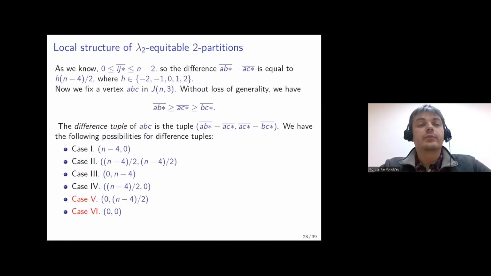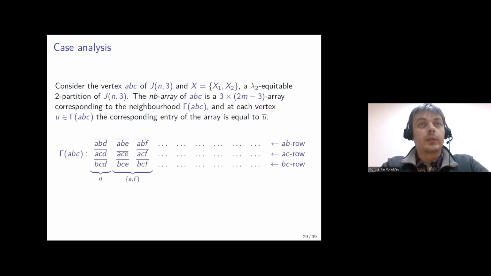And here you see that cases 5 and 6 are red. It means that only these cases lead to some existing 2-partitions. So cases from 1 to 4 do not lead to any; in these cases no equitable 2-partition exists.